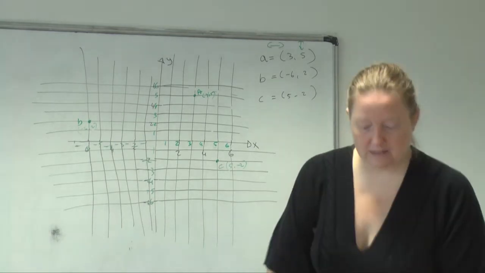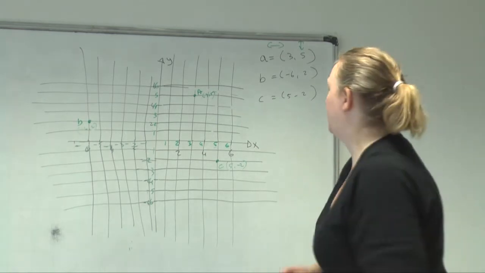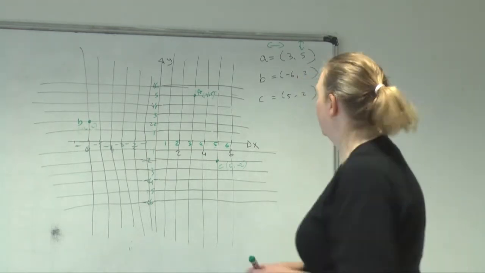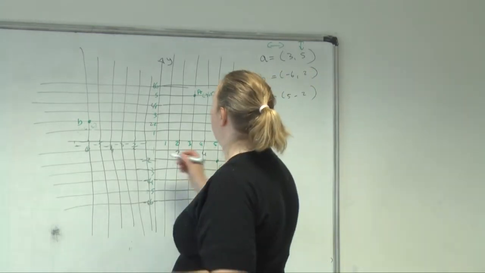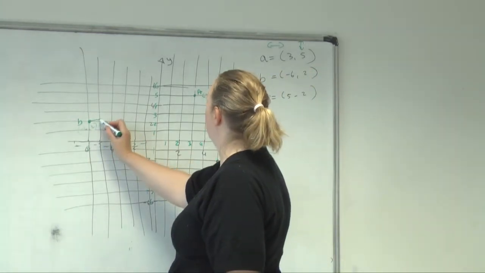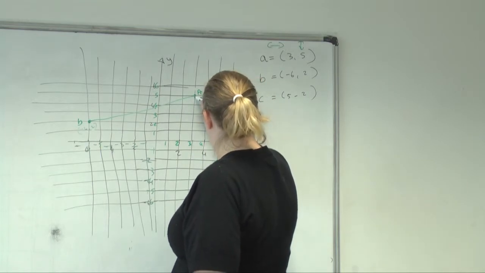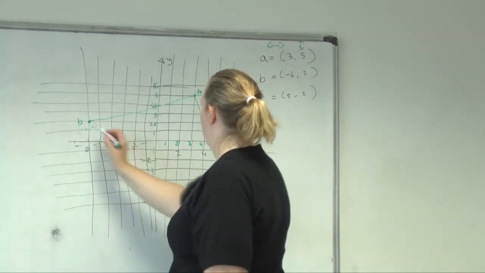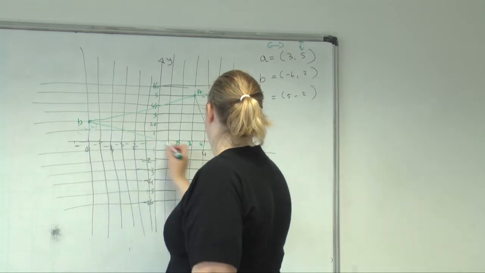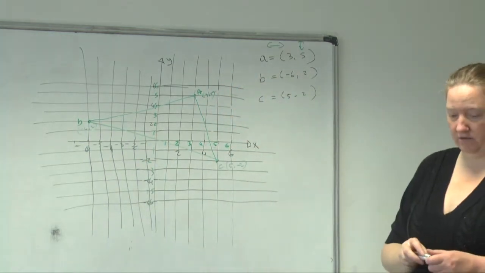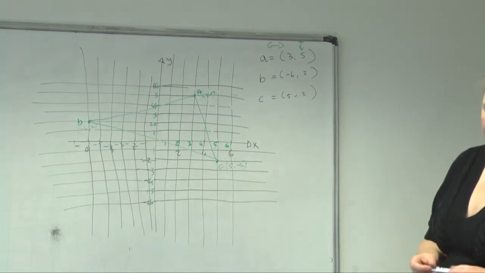Okay? And it asks you to show the triangle ABC, so simply connect up your lines. Use a ruler, do not do it freehand like I'm about to do it. A to B, B to C, A to C. Okay, connect up your dots, draw your triangle. And that's the first thing you have to do.